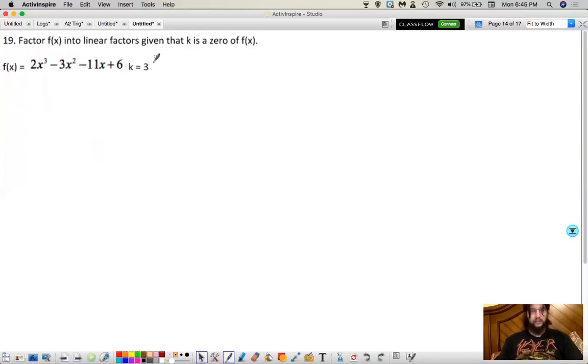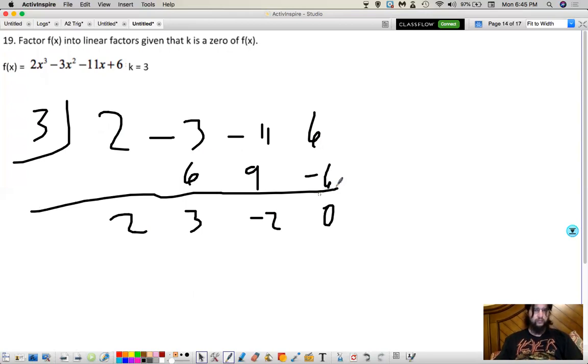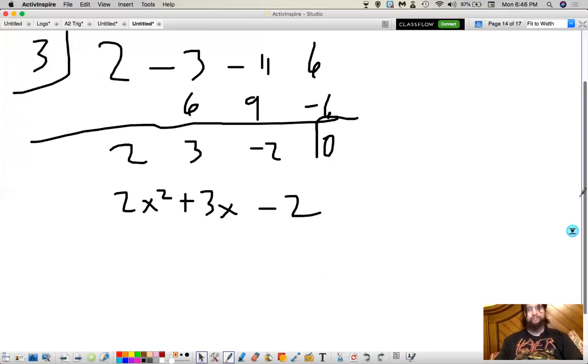Factor it. Synthetic division again. So this time we're actually going to have to factor the thing. 2, -3, -11, 6. So 2x squared plus 3x minus 2. You have options. You can do the AC method, or you can just shove it in the calculator and work backwards from your answers. But always make sure you check for a GCF first. Before you do anything else, check for GCF. No GCF. I'm going to just go ahead and use the AC method because it's really quick and easy.